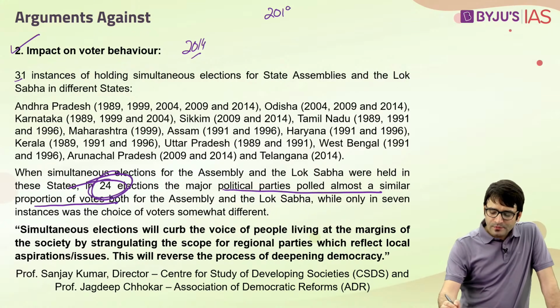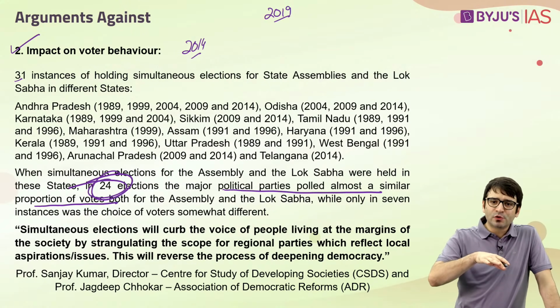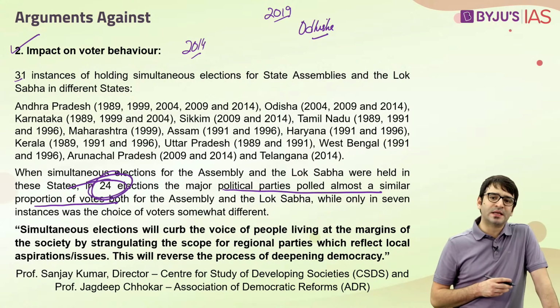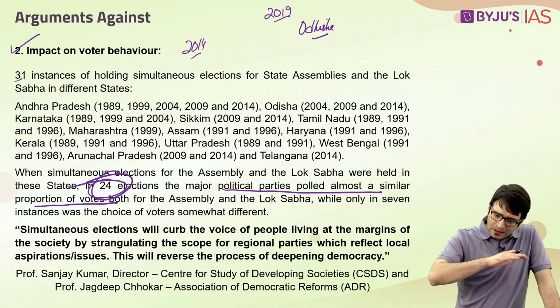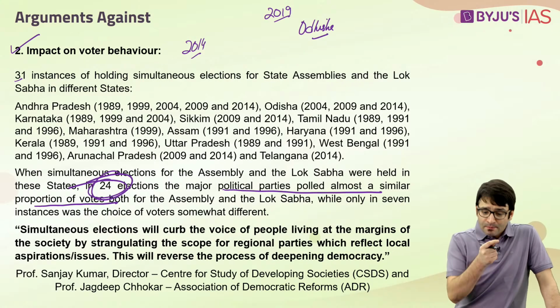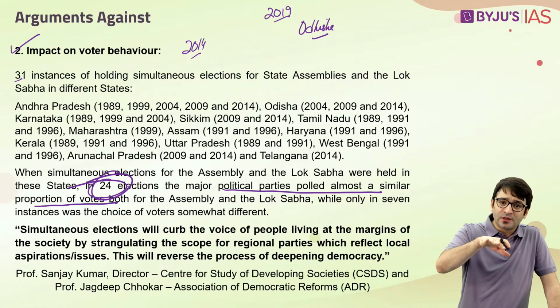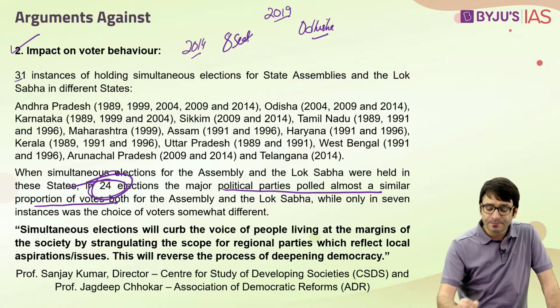In 2019, when the Lok Sabha election was conducted, and at the same time, elections were conducted to the Odisha Legislative Assembly, in the Odisha Legislative Assembly, Naveen Patnaik of the BJD won with a thumping majority. But same election, same people are voting. In the national election, in the Lok Sabha election, the BJP won 8 seats.